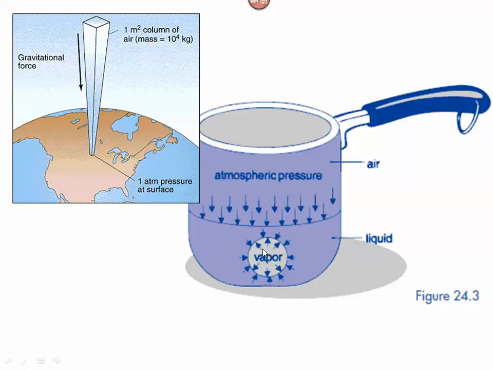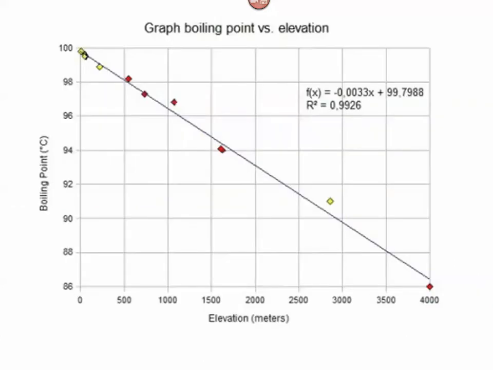So what does that mean in terms of temperatures? Well, let's take a look at this graph. Here's a graph somebody made of boiling point versus elevation. They boiled a bunch of different pots of water at different places, and these are their results. They fit a nice line through here that seems to indicate that the higher in elevation you go, so here's the elevation, the lower the boiling point is. In other words, the easier it is to boil the water.